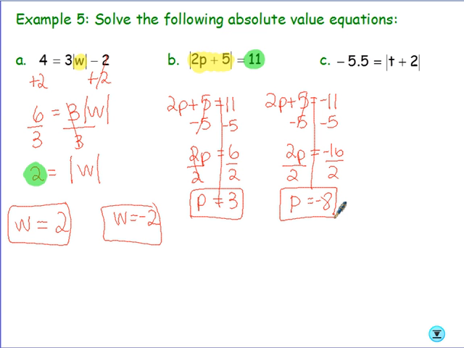Let's look at C. Part 1, highlight the bars. And that would be this stuff over here. Is there any numbers outside the bars? No. So then we move on to step 2.